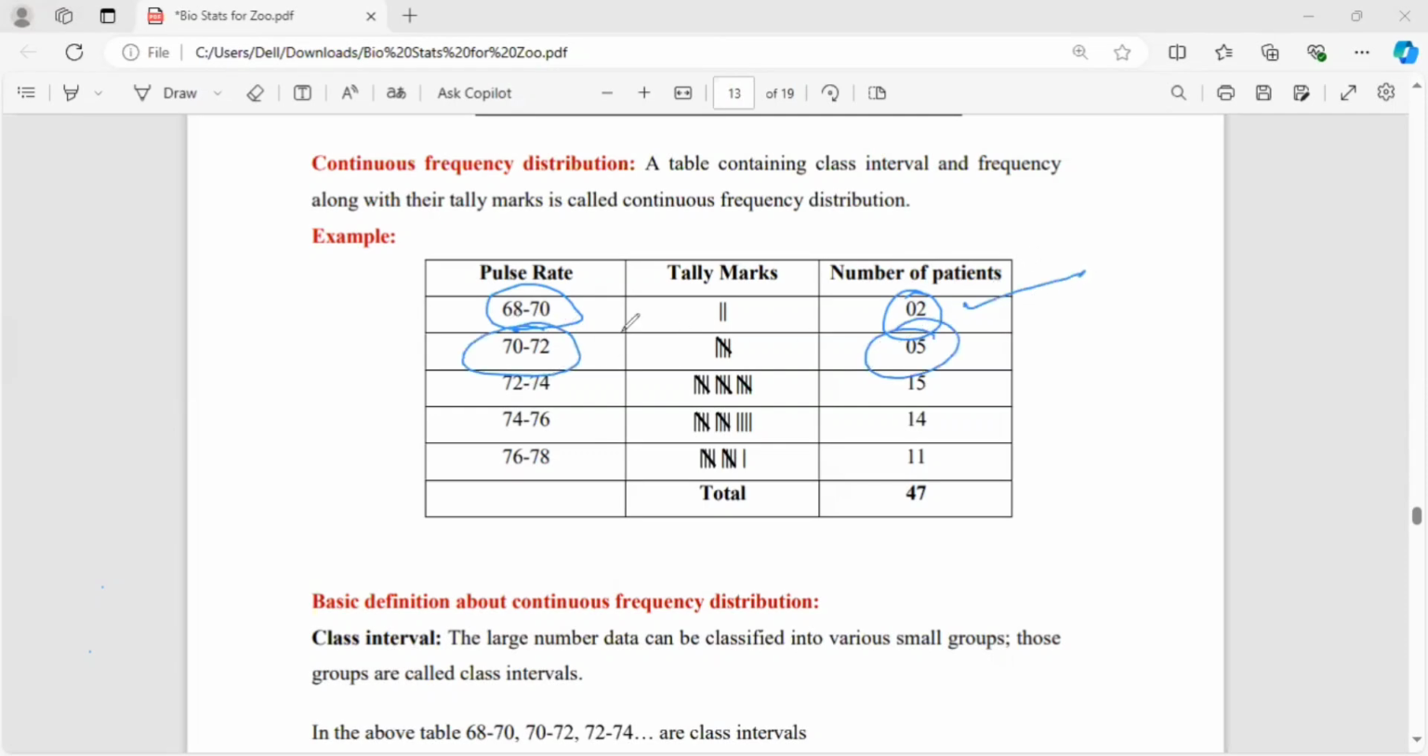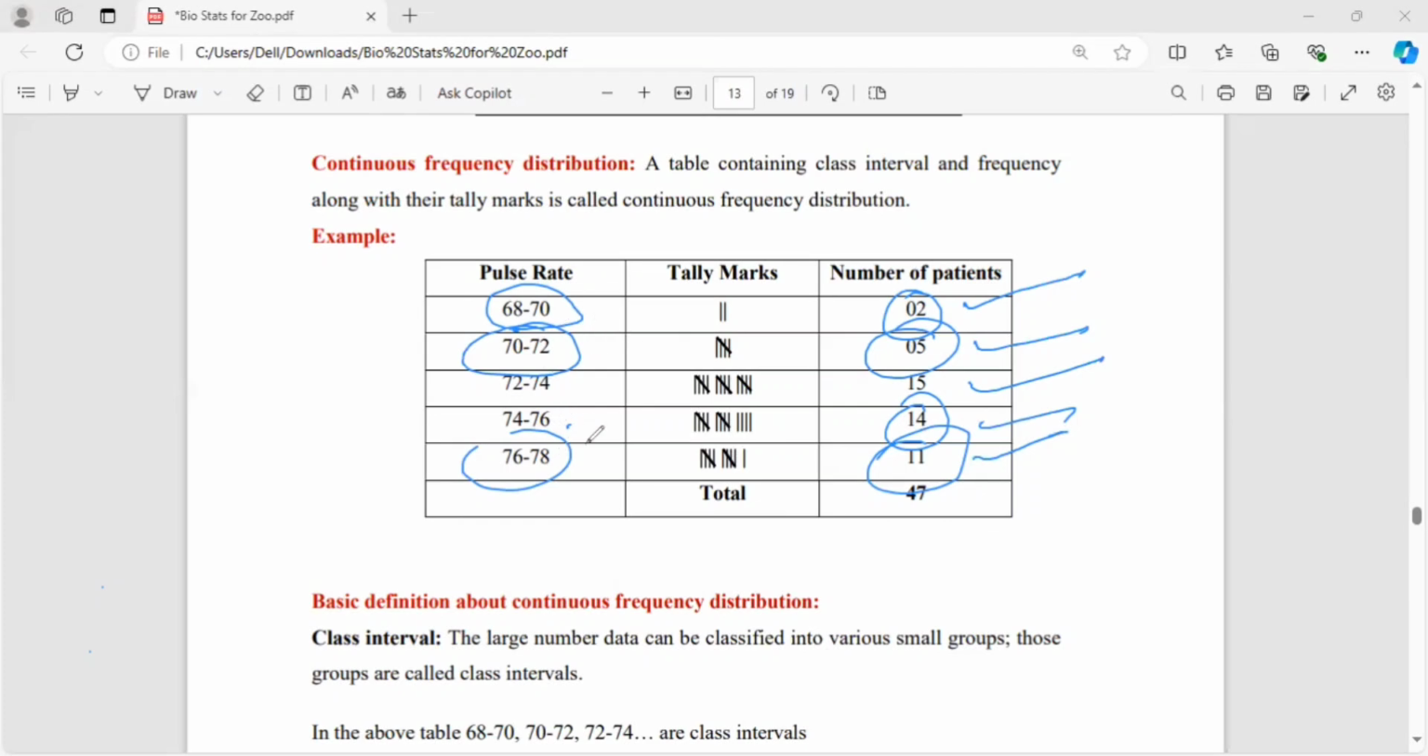So 2 is the class frequency of the first class interval. 5 is the class frequency of the second class interval. 15 is the class frequency of the next class interval. 14 is the class frequency of the fourth class interval. Then 11 is the class frequency of the last class interval. It means that class frequency is nothing but the frequency corresponding to the class intervals.